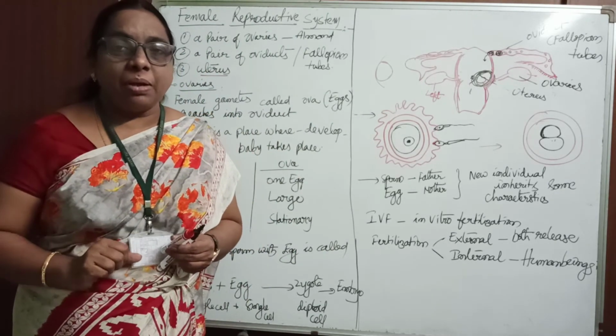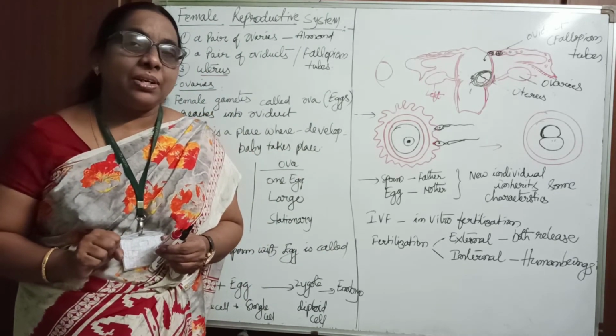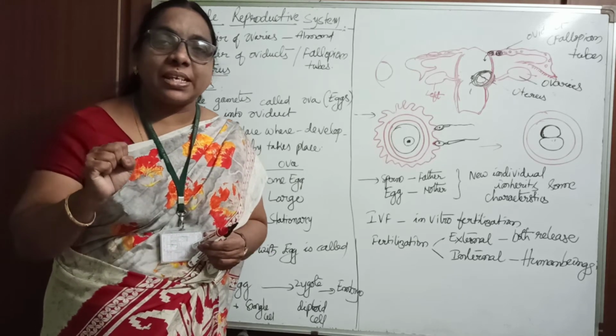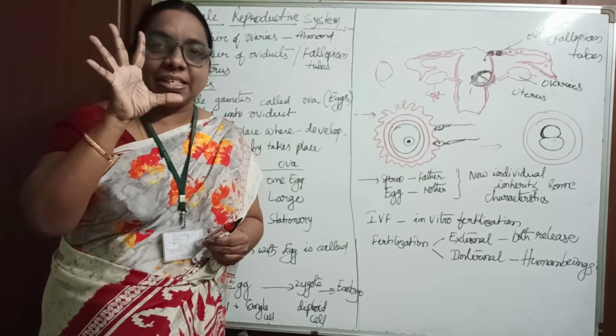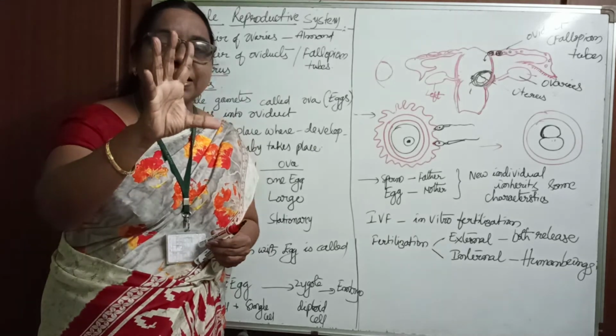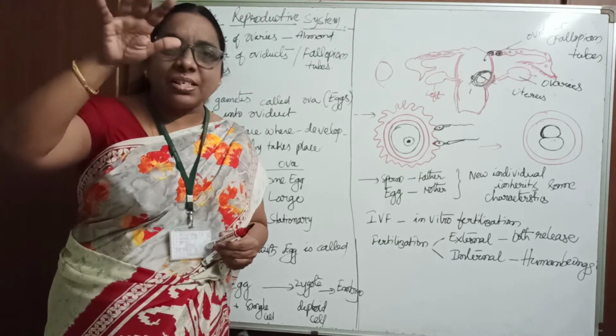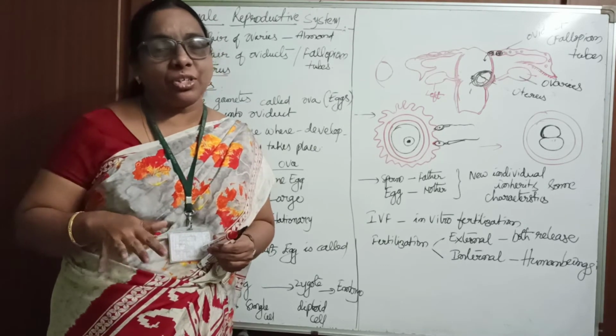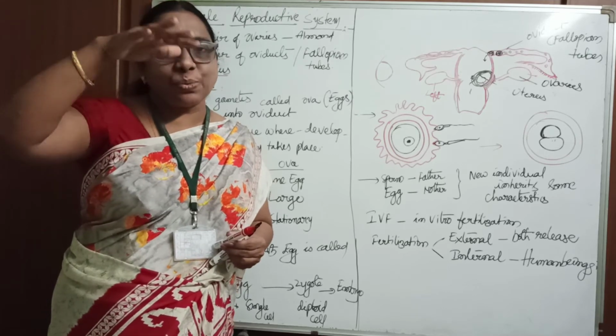So if there is no embryo, what will happen to all these cells? The cells once again get detached like this. When they detach, what will happen? The walls of the cells will break out. From those breaking regions, what will happen?